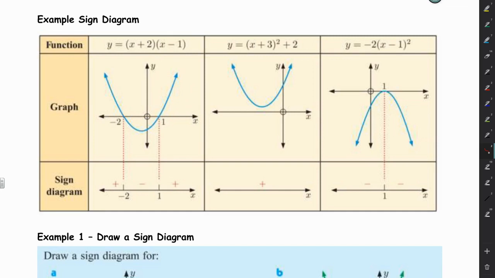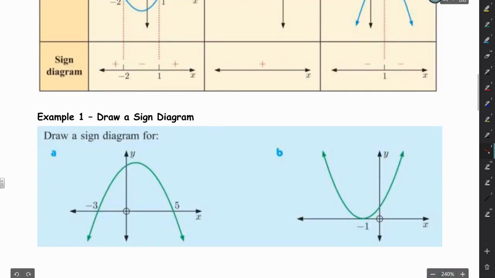Right? In the second example, we don't cross the x-axis at all. So we have no markers like we did in the first example. We're just going to simply say that the graph is positive everywhere. So it's above the x-axis everywhere on the graph. And for the next graph, we only touch the x-axis in one place. So we have one marker on our sign diagram. Before and after that marker, we're below the x-axis.